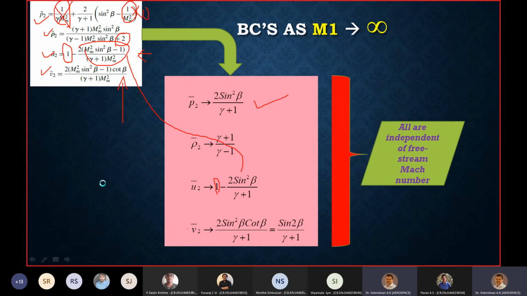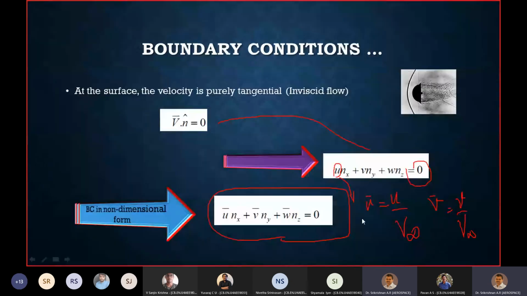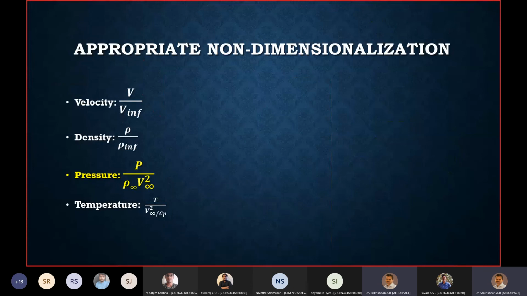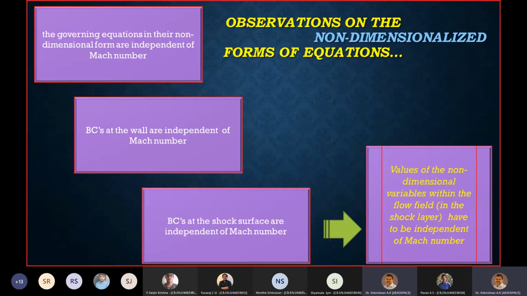How about the previous boundary conditions? On the surface, I have written u bar nx plus v bar ny plus w bar nz equal to 0. Here also we don't see any Mach number. That is, u bar is u by V infinity, etc. So the non-dimensionalized forms are not dependent on the Mach number implicitly. So on both sides, the boundary conditions are independent of Mach numbers.